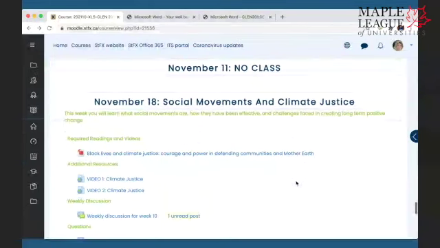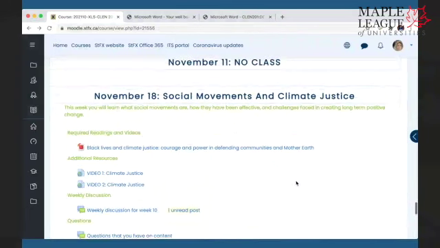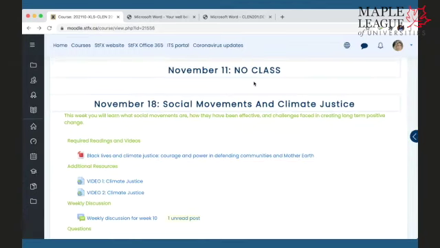Wednesday, no class, Remembrance Day. Last night I was supposed to talk about social movements and climate justice, but I'm changing this around a bit. November the 11th, I actually didn't know that it was Remembrance Day, although I should have known. That was supposed to be Indigenous knowledge. So anyway, I canceled the class.